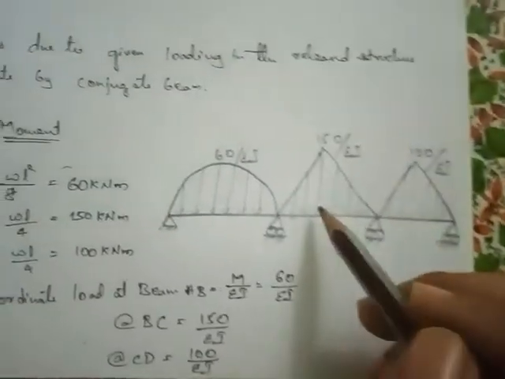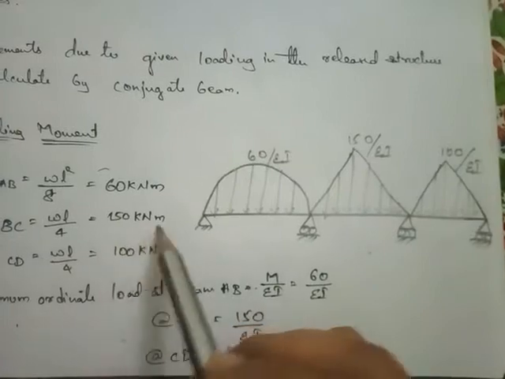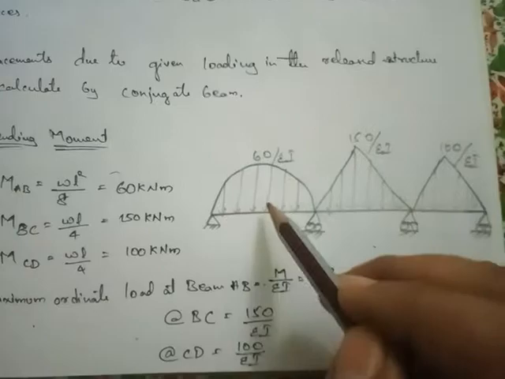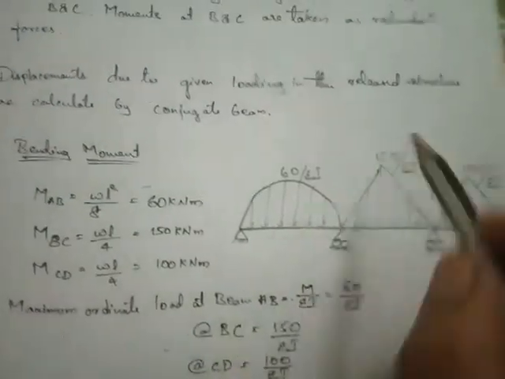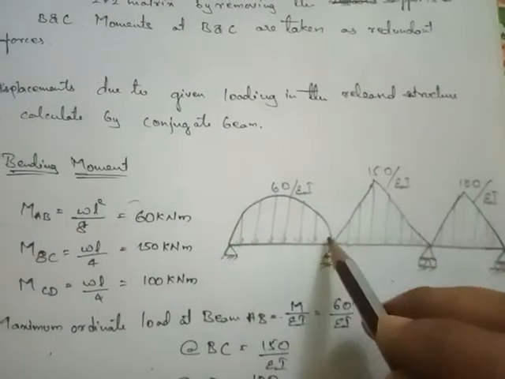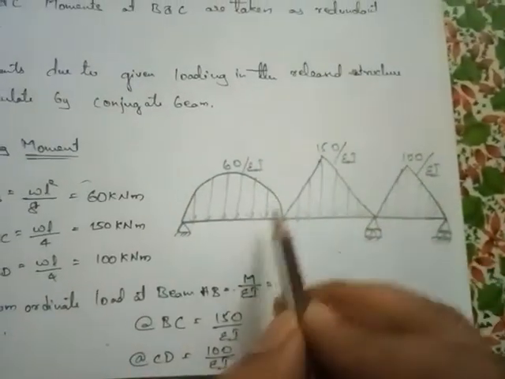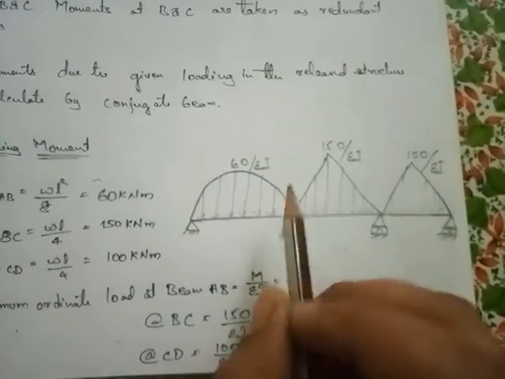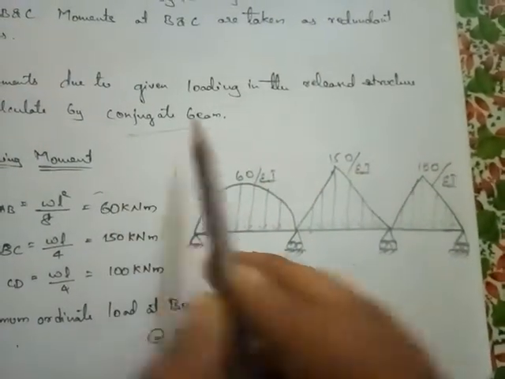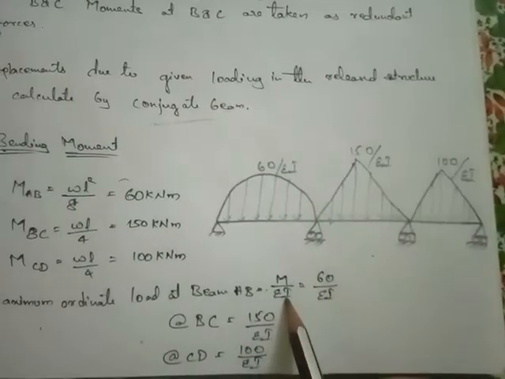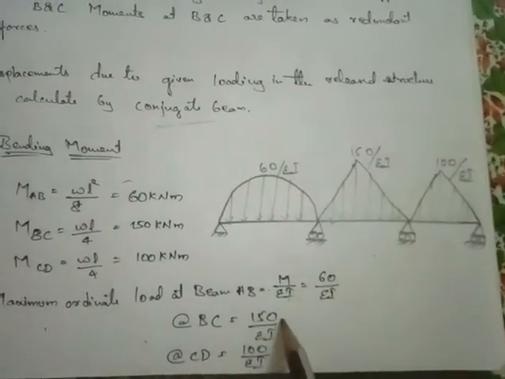Now the moments are 60 kilonewtons, 150 and 100 kilonewton meter moments. To form this as a conjugate beam concept, that is this bending moment diagram, the bending moment values we'll consider in terms of loads. We are converting to the conjugate beam in terms of loads. For that we'll take the maximum ordinate loads at each point. It is M by EI: 60 by EI, BC is 150 by EI, and CD is 100 by EI.